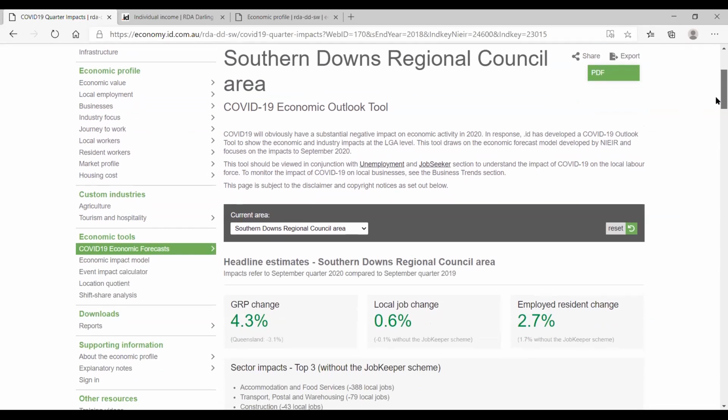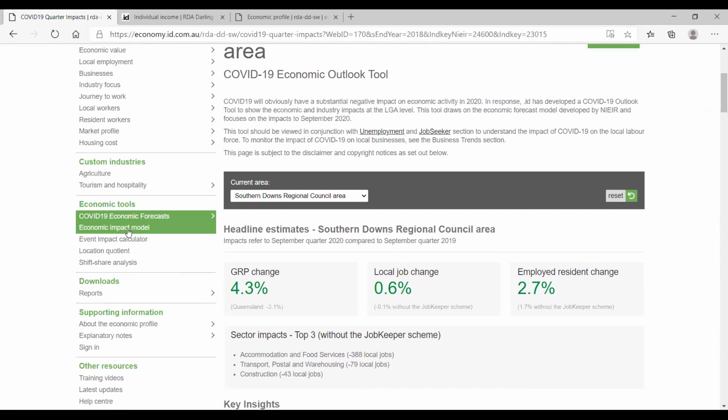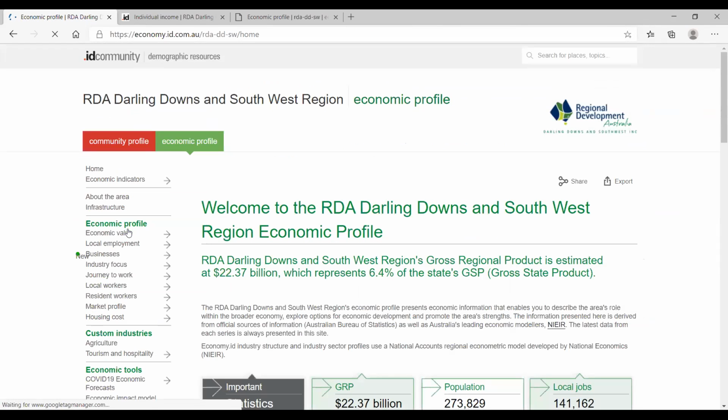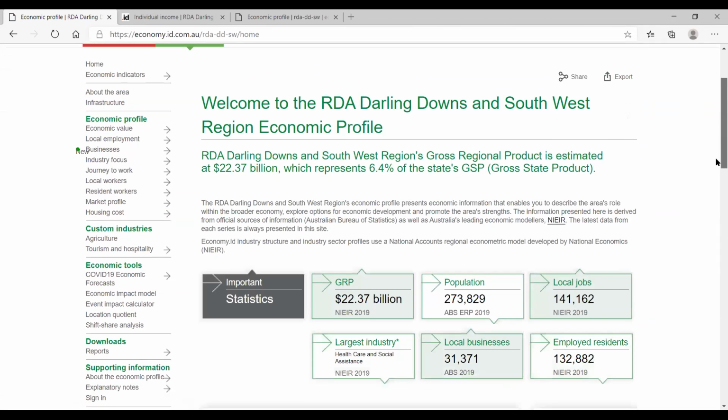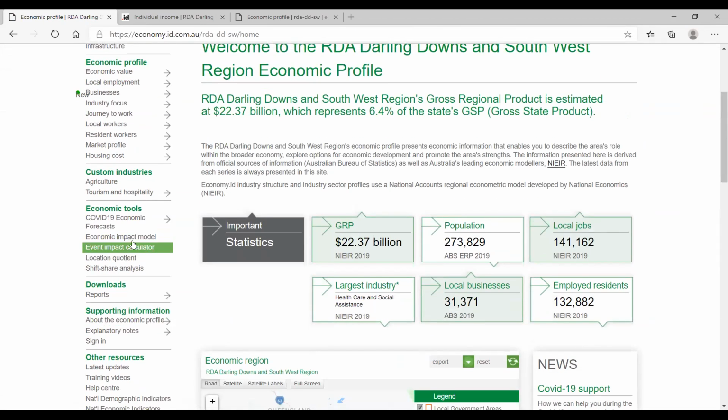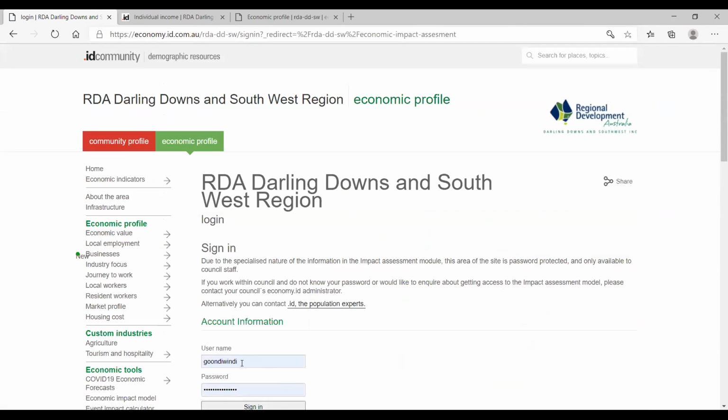So the last thing to look at is the economic impact model. The economic impact model is what councils, funding bodies, not-for-profits and community groups use in order to apply for grants and applications.